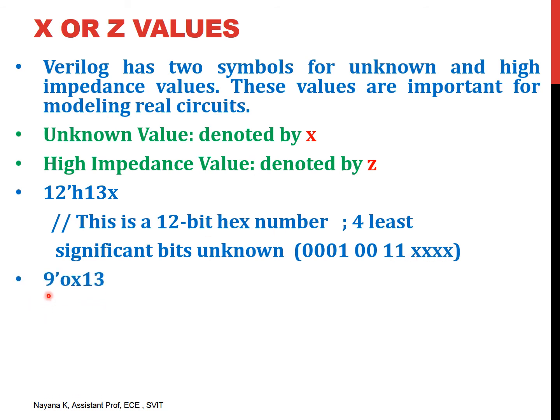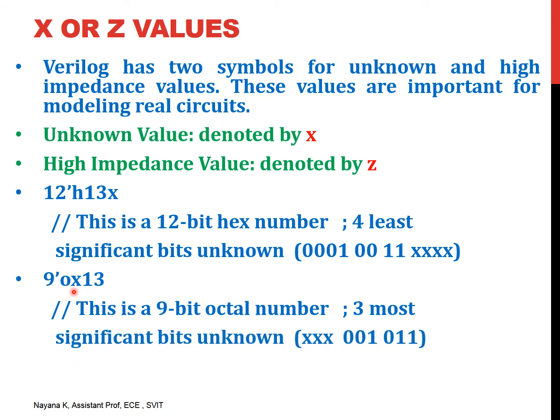9 tick O X13. So this represents a 9-bit octal number. The number is X13. We know that every digit in octal is represented by a 3-bit binary number. So this is 3-bit, 3-bit and 3-bit. So this is a 9-bit octal number, and the 3 most significant bits are unknown here. The most significant digit itself is X. So this is how it is represented as a 9-bit number: X, 1, 3.